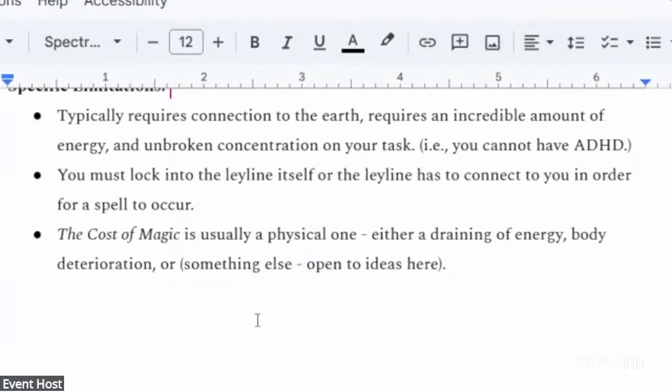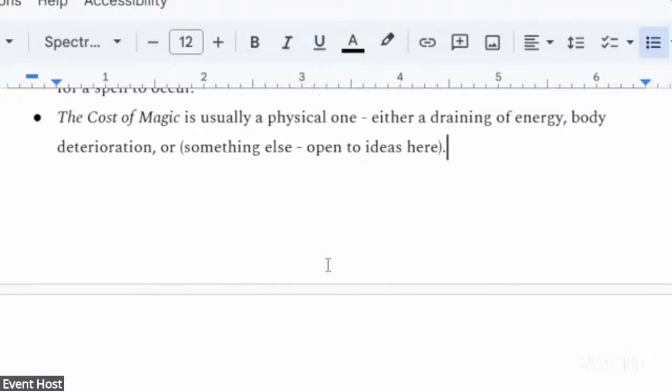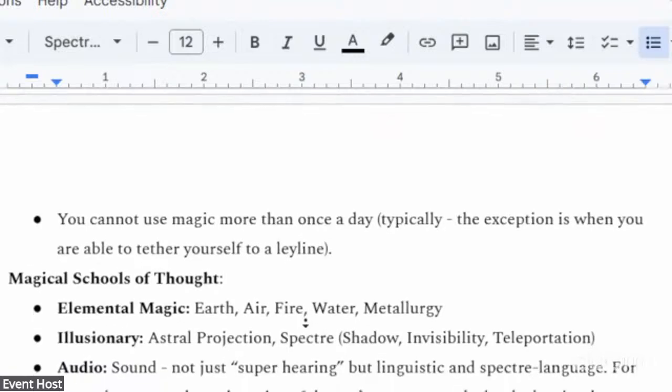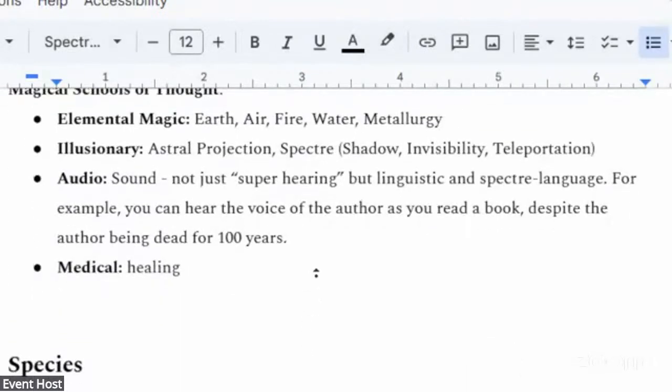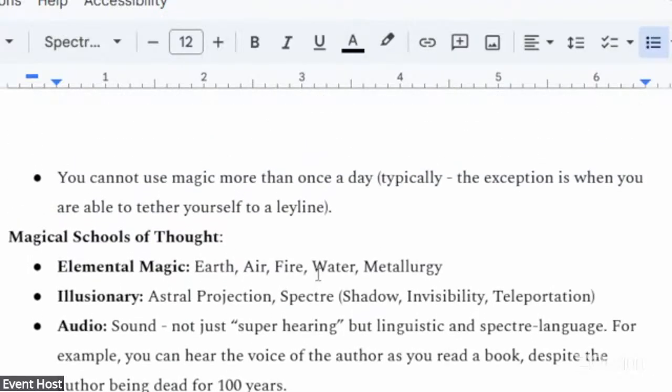I do have schools of thought too. There's typically four. There's the elemental, which is earth, air, fire, water, but also metals. There's illusionary, which is astral projection, basically anything celestial, like mini stars, space and time stuff. And also specter magic, which is invisibility, teleportation, anything involving shadow manipulation, things like that.